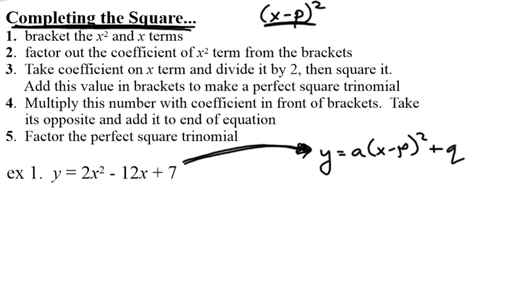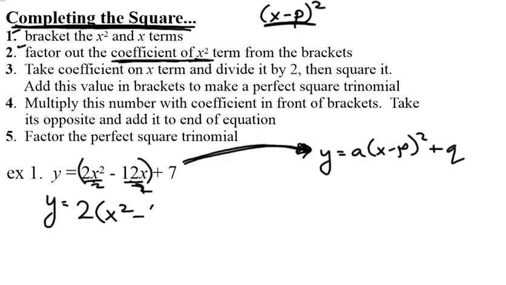Step number 1, bracket the x squared and x term. That's all you got to do to start. Bracket those. Second step, factor out the coefficient like we looked at a couple minutes ago. We want to factor out from the x squared. It's going to be a 2. So I'm going to factor out a 2, which leaves me with just an x squared and a negative 6x. Don't forget to finish writing out the entire information.